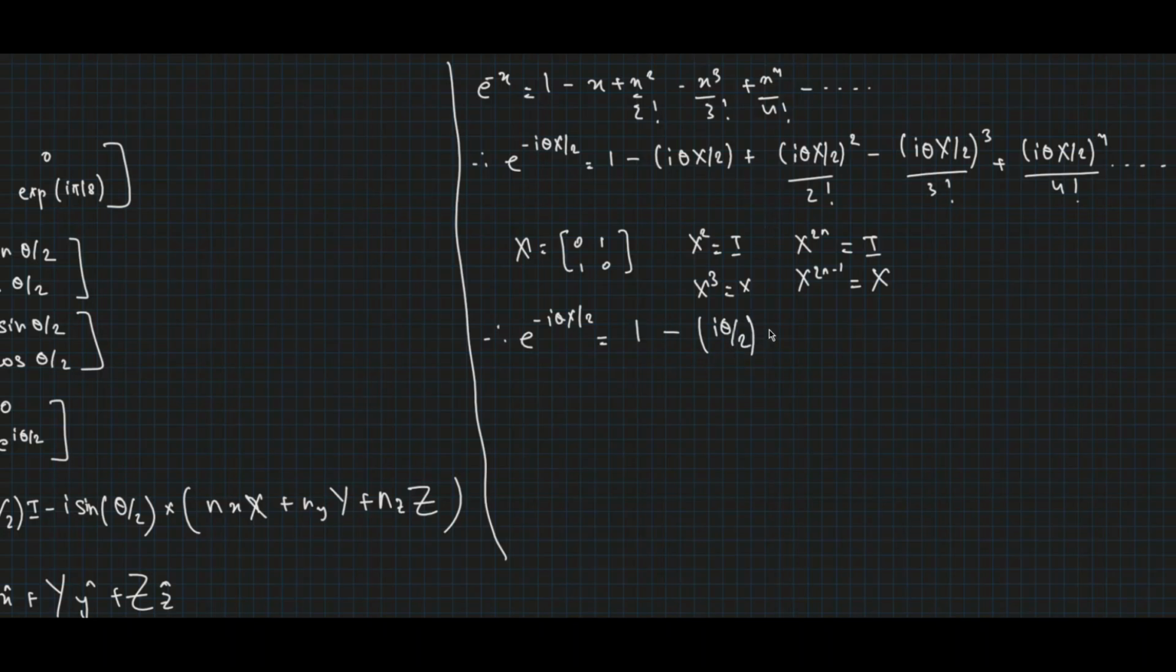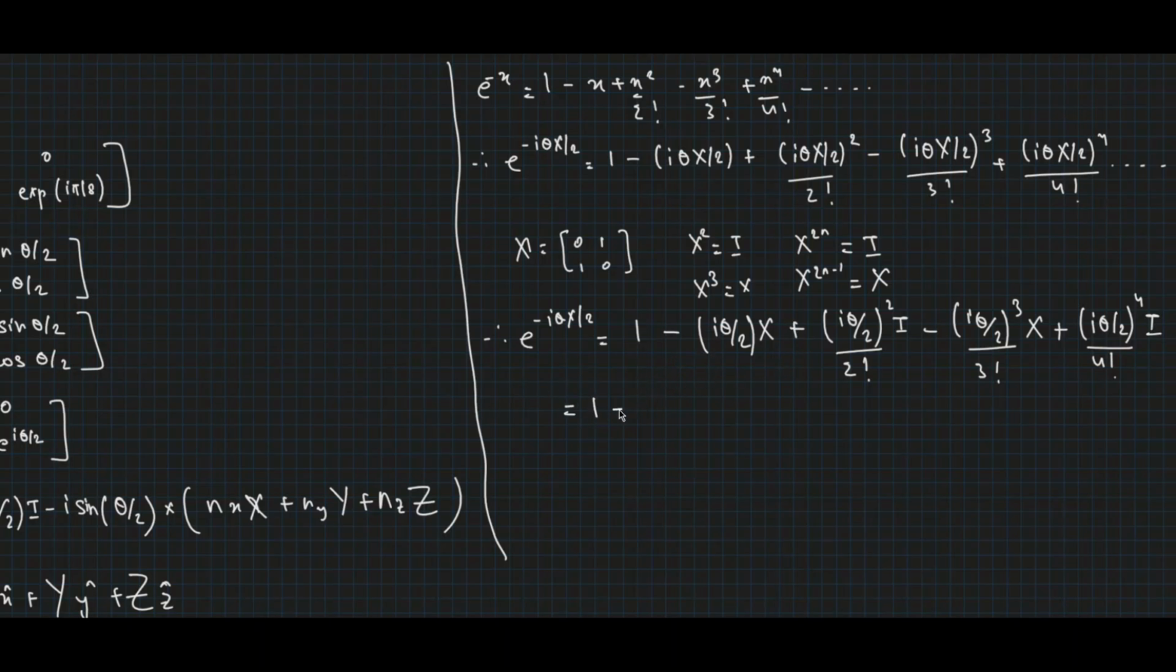Therefore, e raised to minus i theta X by 2 would be equal to 1 minus i theta by 2 X, taking X out, plus (i theta by 2) square times X square, which would be I, divided by 2 factorial, minus (i theta by 2) cube, where X cube would be X, divided by 3 factorial. Similarly, plus (i theta by 2) raised to 4 divided by 4 factorial, and X raised to 4 would be again I, and this goes on.